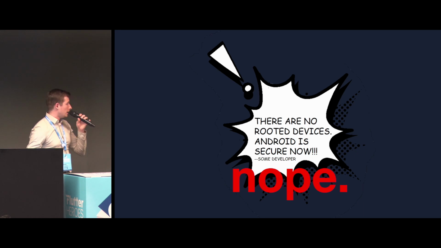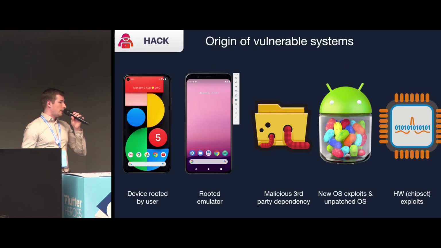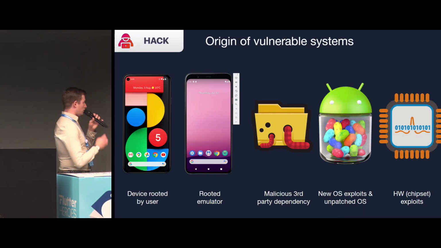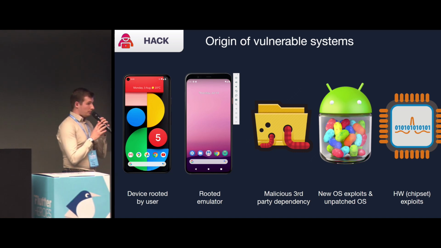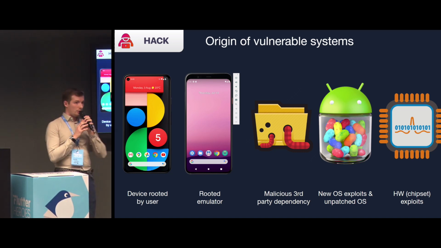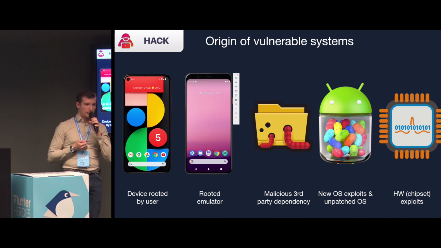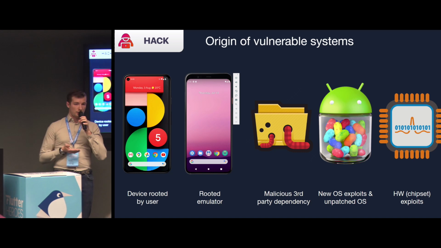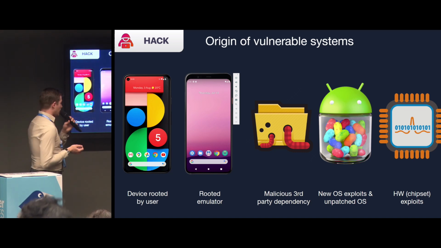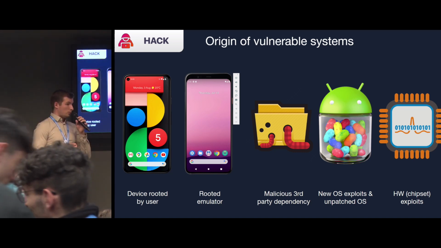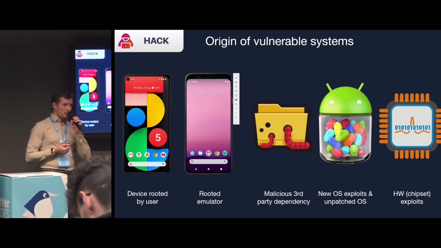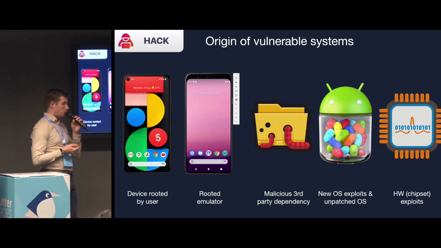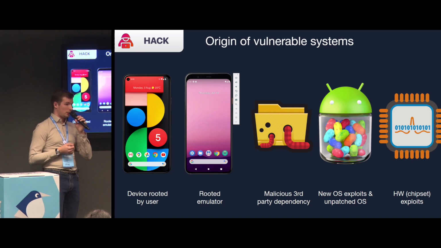So first two examples are obvious. You can have your device rooted. You can take your Xiaomi, Samsung, Google Pixel and root it yourself. Another option to get access to a rooted device is to have an emulator which you can root also using, for example, Magisk. And then there are three interesting examples.